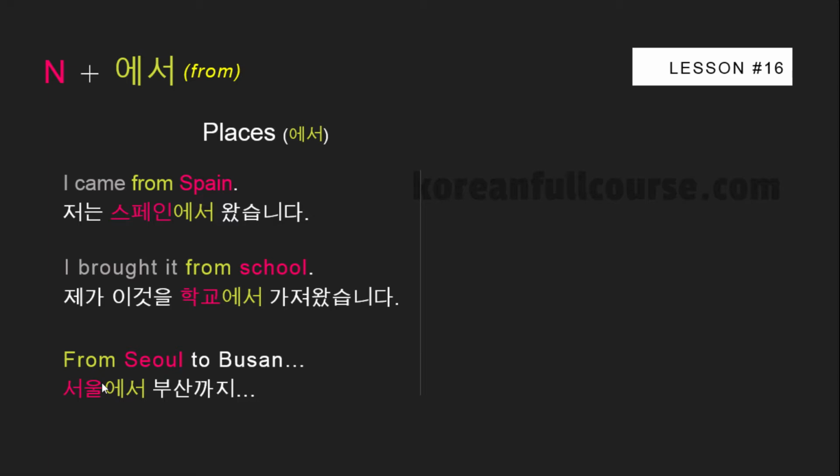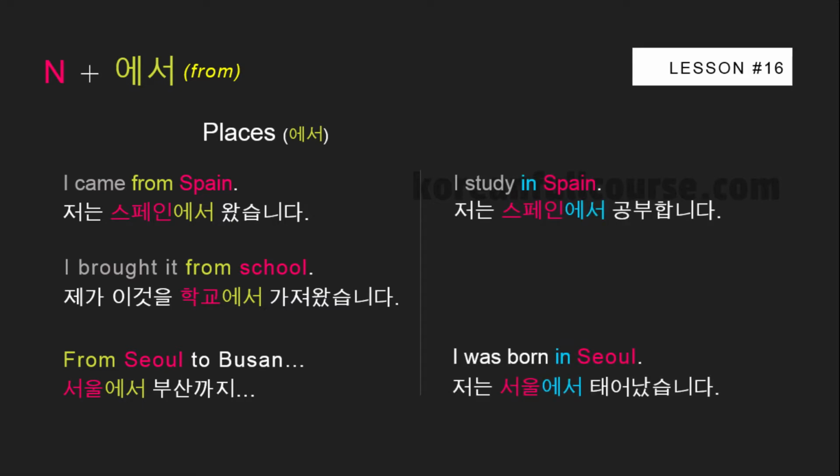서울에서 부산까지. From Seoul to Busan. Busan is the second largest city in Korea. You will learn this preposition very shortly in this lesson. So I hope you got the idea how you can use 에서. One thing that might be confusing about 에서 is it can be translated as from or in depending on what you mean. Pause the video and compare the examples on the left-hand side and right-hand side to get the idea about how to use 에서 in the Korean language.